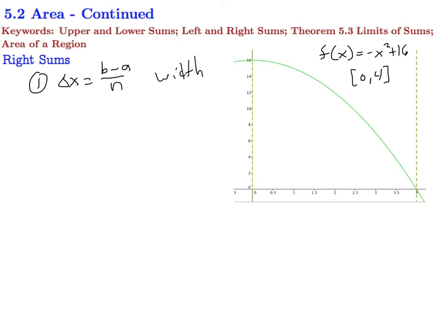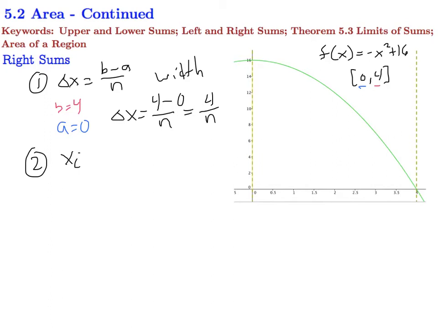And so in this case, what we have is b equals 4, and we have that a equals 0, and n will just be very abstract. So in this case, our delta x is going to equal (4 minus 0) over n, which simplified down becomes 4 over n. The next step in our process is to figure out the height of a rectangle, and for this we need to figure out our endpoints.